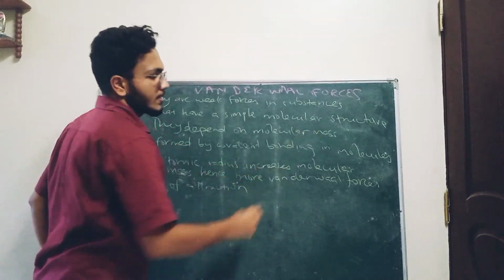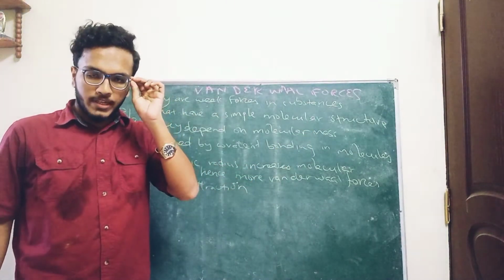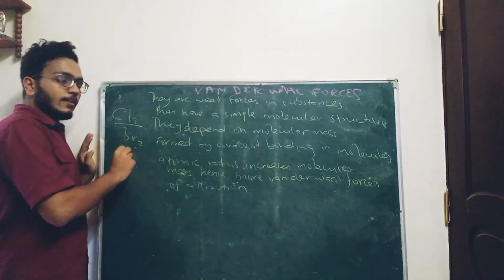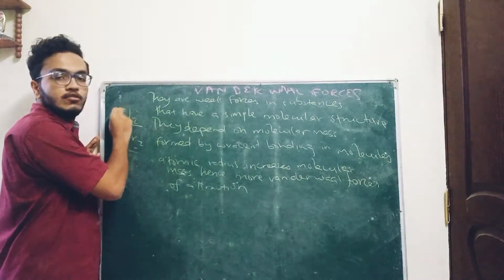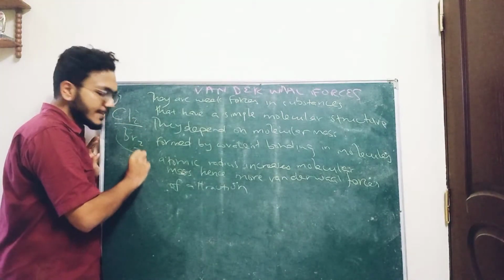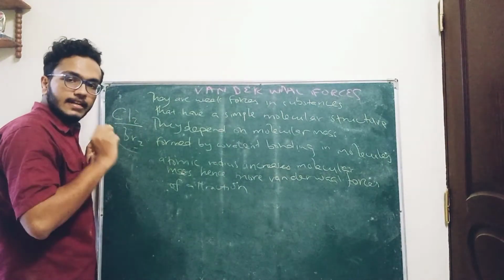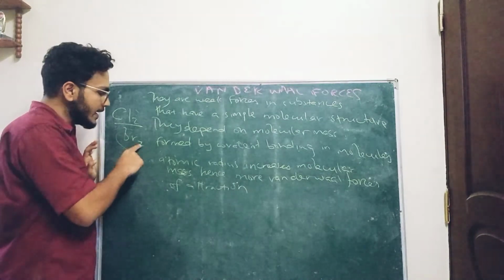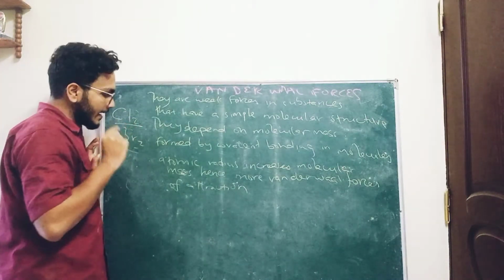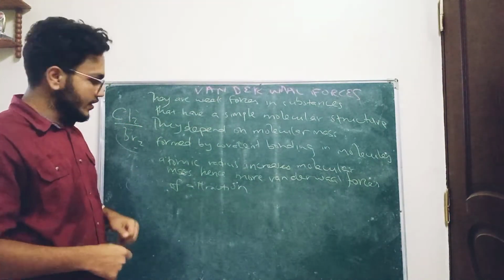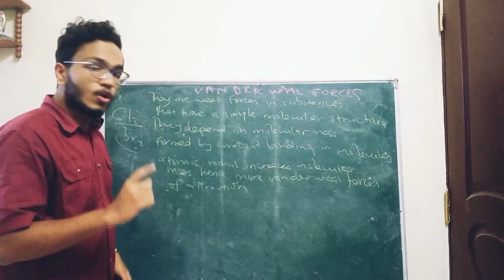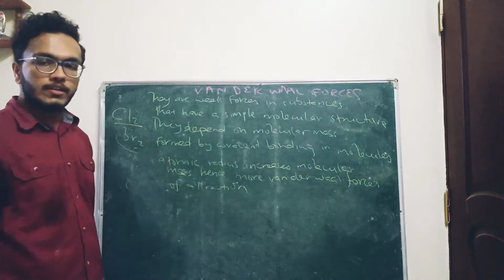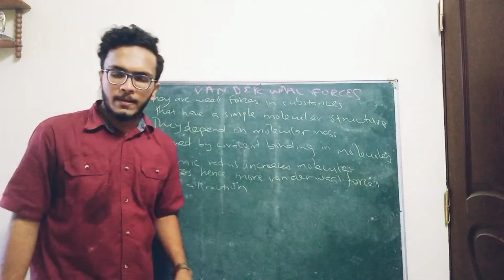What is molecular mass? Molecular mass depends on atomic radius. For example, the atomic radius of bromine is larger than the atomic radius of chlorine, hence an increase in molecular mass. Bromine has more molecular mass than chlorine, hence more van der Waals forces of attraction, which require more heat energy to break. What do I conclude from that? I conclude that bromine has a higher melting point and boiling point than chlorine.